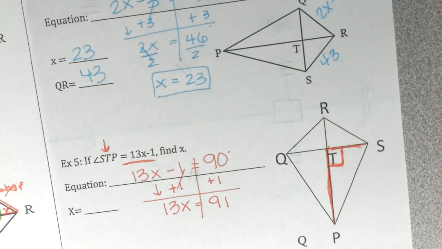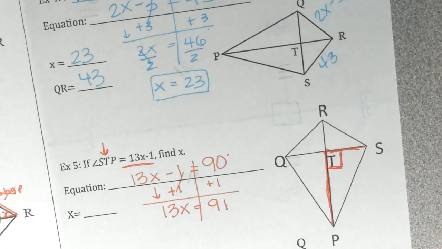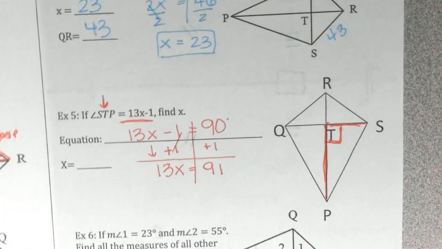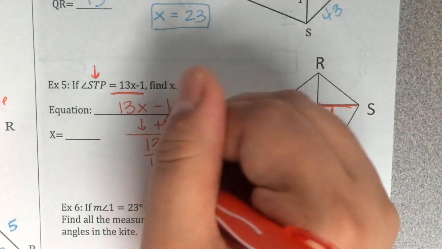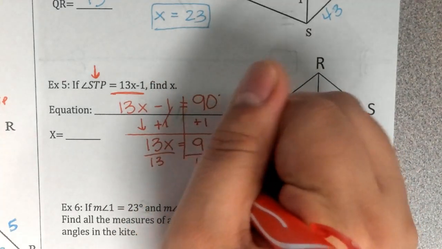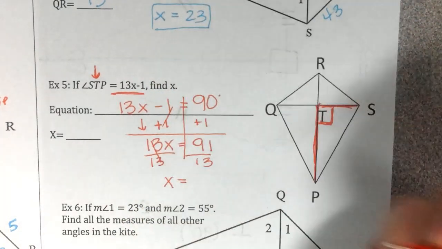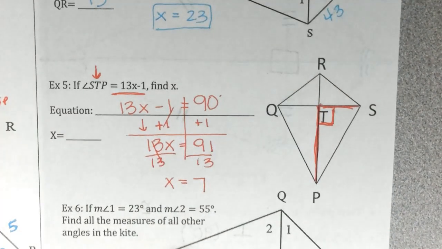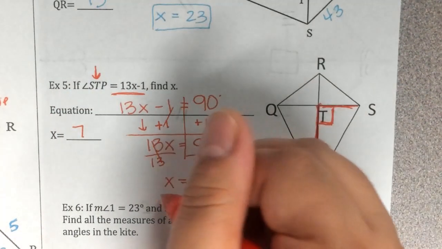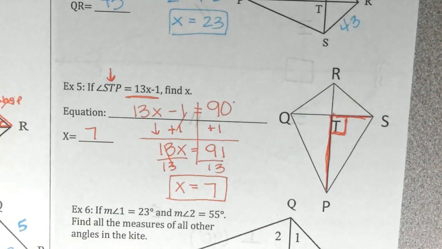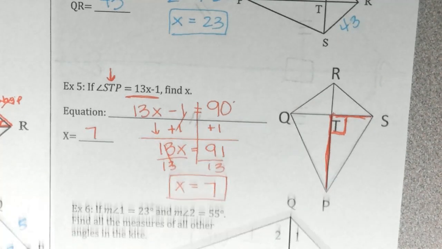Oh, what did I do 89 for? Did y'all get 7? Yeah. You add 1 to get rid of the side chick, and then you divide, and you get 7. So x is 7, and that's my answer. Questions? As long as you know the diagonals are 90 degrees, that's good.